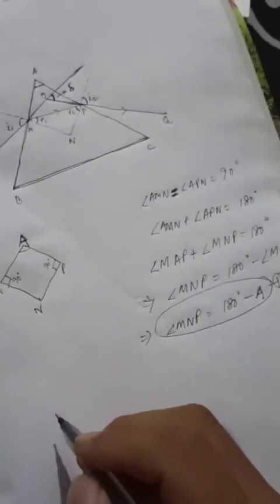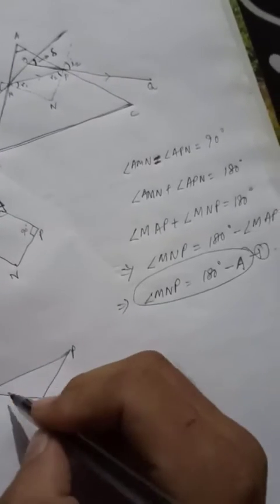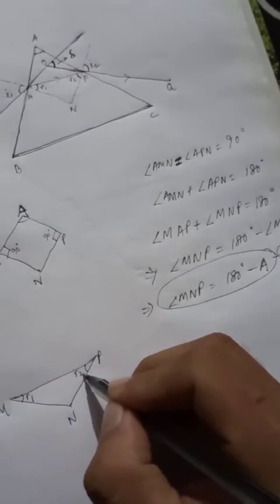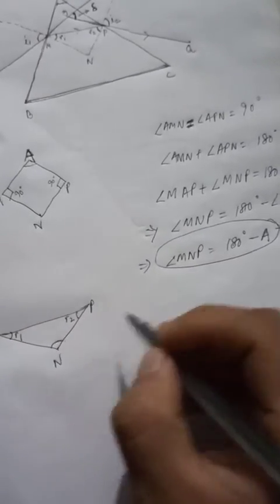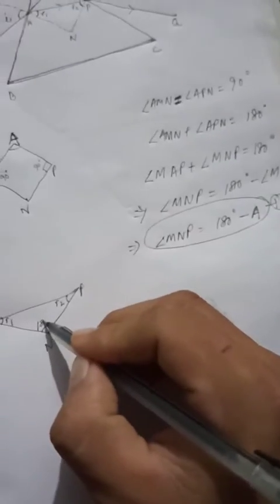Now let us come to this triangle MPN. Okay, M and P. This is R1, this is R2, and this angle, how much did we get? Angle MNP, how much we got? 180 minus A. So this is 180 minus A.